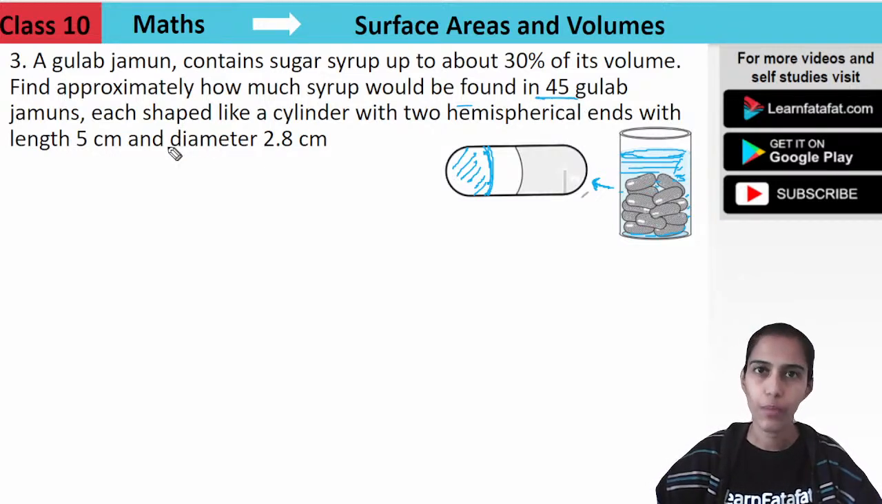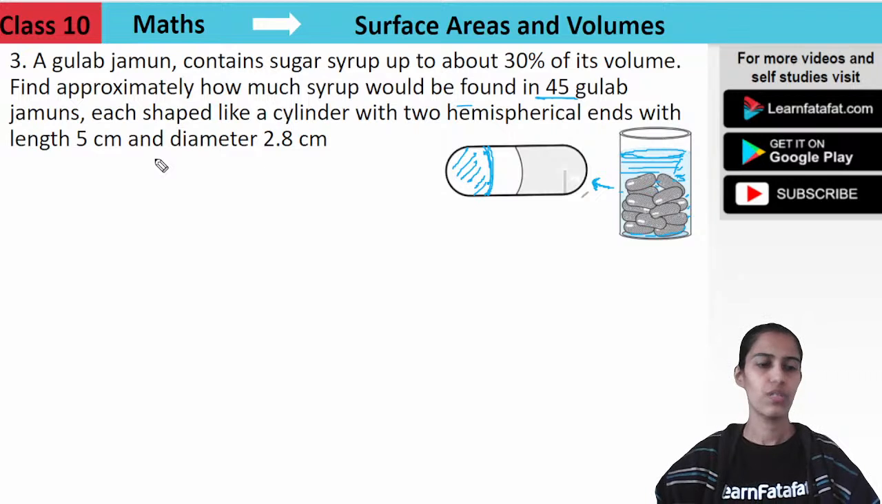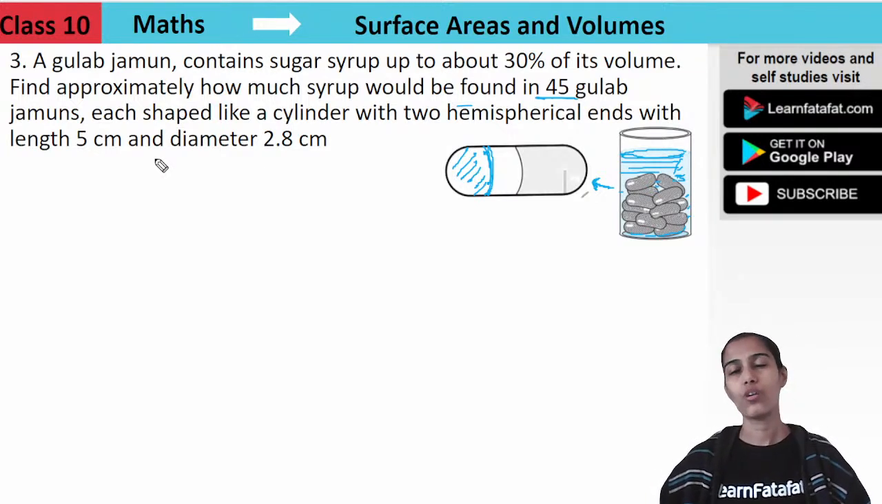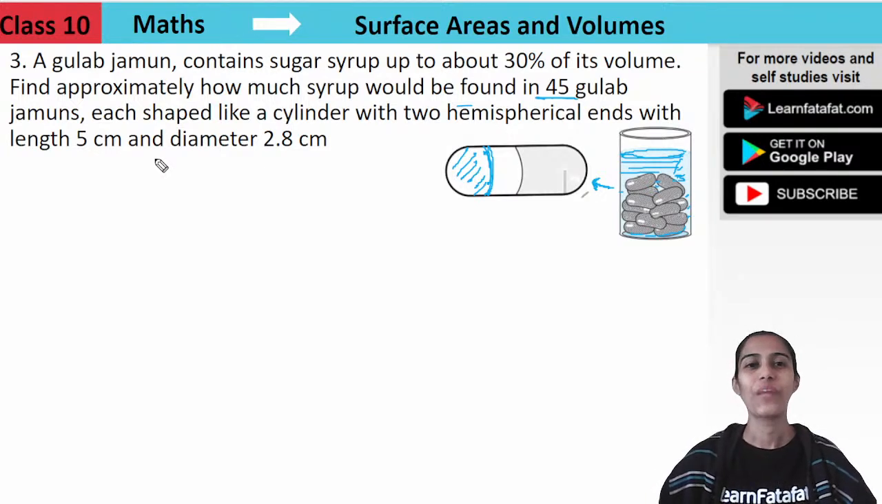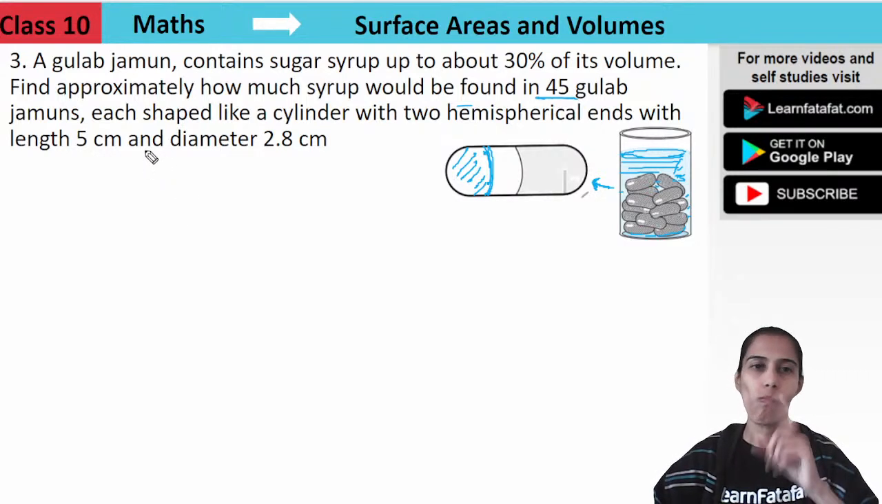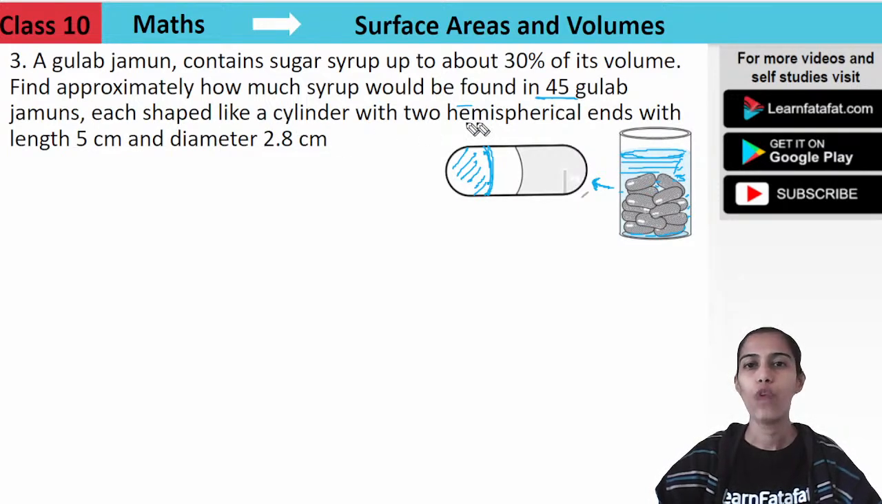And what is the shape of the gulab jamun given here? कोई सिंपल वाला शेप नहीं दिया है. गुलाब जामुन का नॉर्मली स्फीयर you can consider, but they have not given you a sphere. यहाँ पे it's a little complicated. Combined shape, each shape like a cylinder with two hemispherical ends. So this is the shape of the gulab jamun.